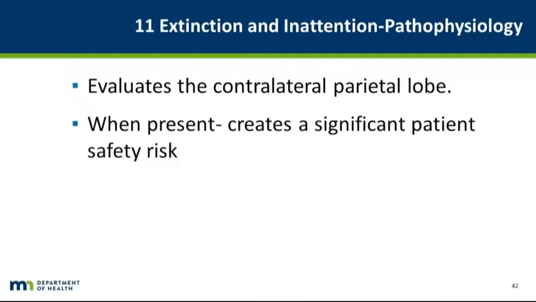The last element of the NIH Stroke Scale is extinction and inattention, formerly known as neglect. This evaluates the contralateral parietal lobe. When present, it creates significant patient safety risks.